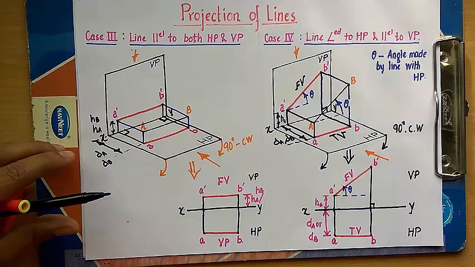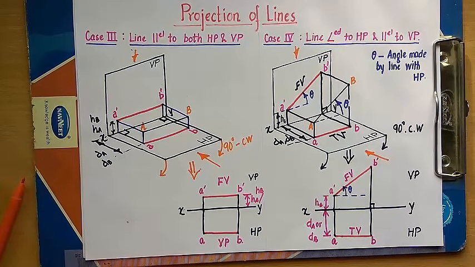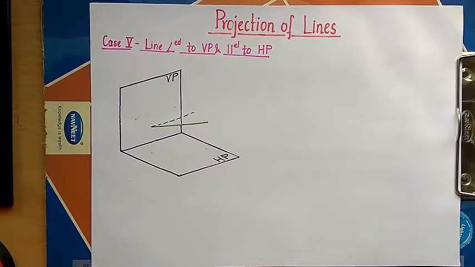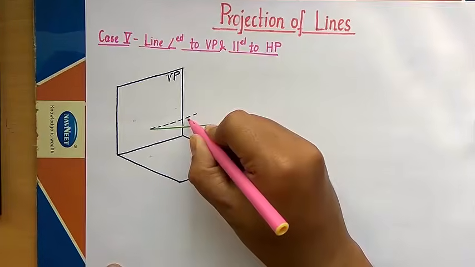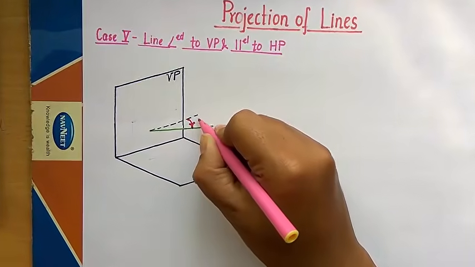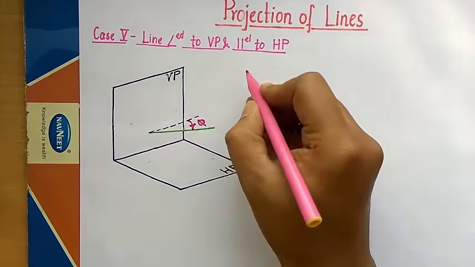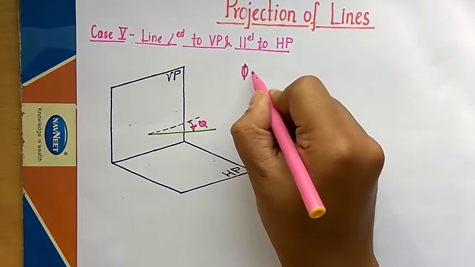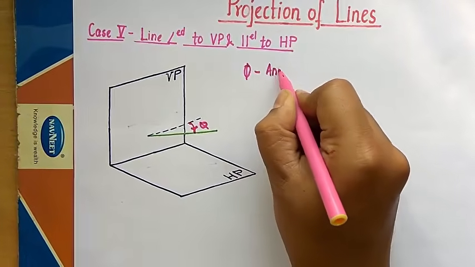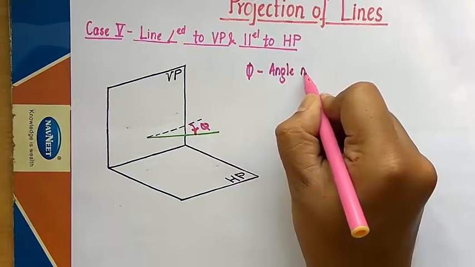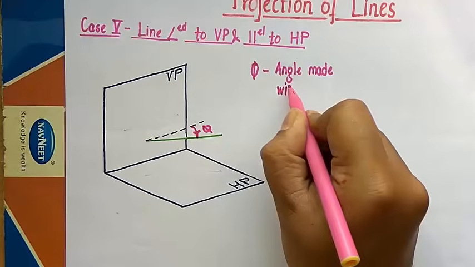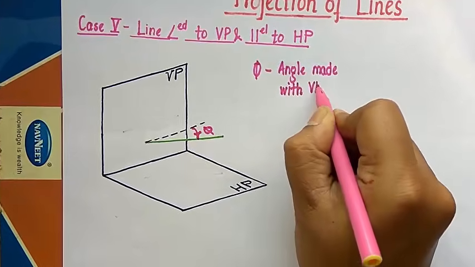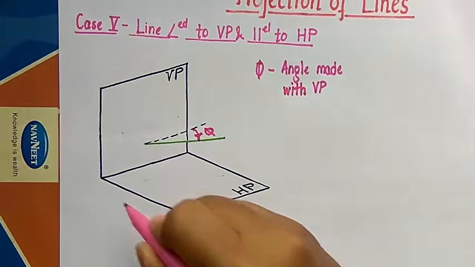that says the line is inclined to VP and parallel to HP. So guys, this is going to be the final case, and you can clearly see that the line is making a certain angle with the vertical plane, and this is represented by the angle phi. All right, so phi is what you call the angle made with the vertical plane. Now we are going to look at this line from two different ways.